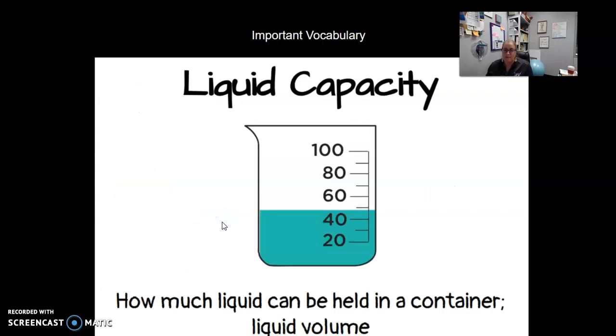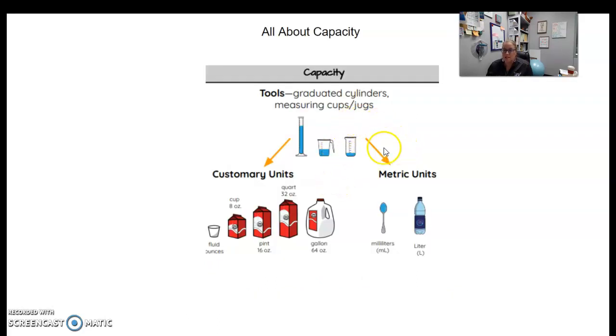The last one we have is liquid capacity. Now remember, capacity is how much can be held in a container. So I just put our anchor chart. So remember, there's two types. There's customary and there are metric. If it's customary, it's going to be fluid ounces, cups, pints, quarts, or gallons. So think about what we did yesterday to help you. If it is metric units, remember it can be milliliters or liters.